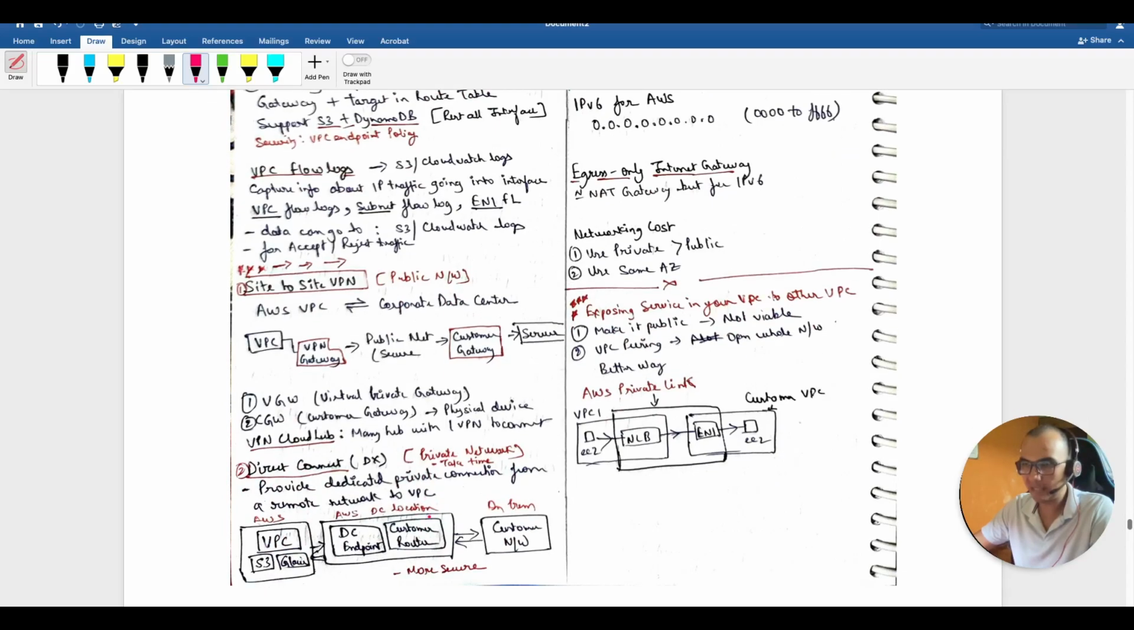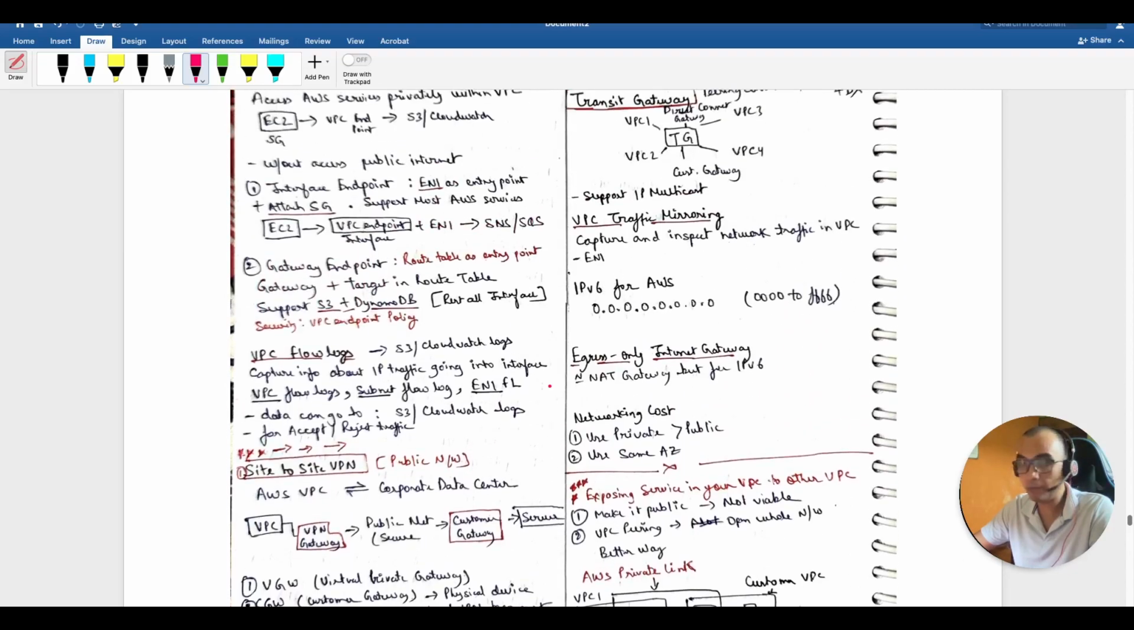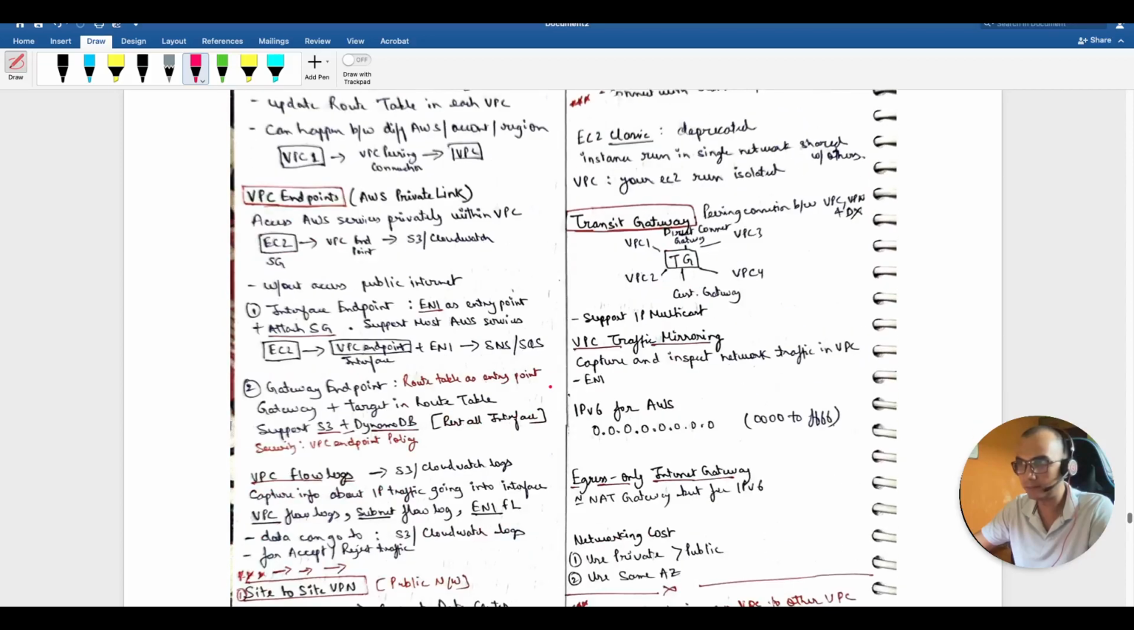flow logs, site to site VPN, what is AWS Direct Connect. I have made these little diagrams which help me to make the diagram in my head, because this is very important. And I suggest you practice making these connections. Although it will cost you a little, just go and do hands-on, because it will also help you in remembering all the points.